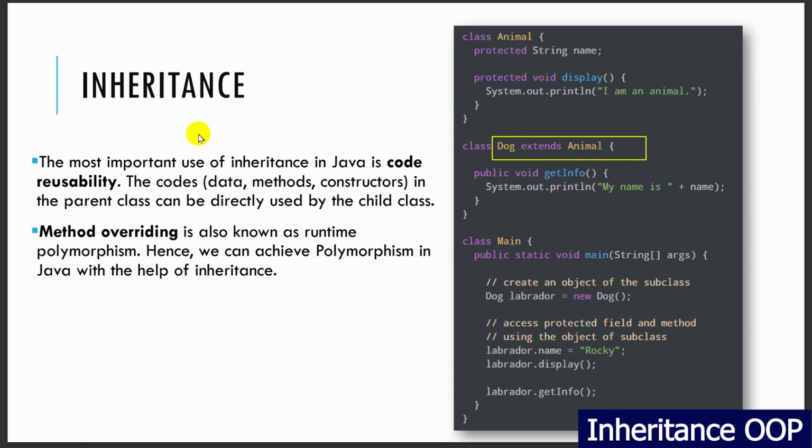So the most important use of inheritance is code reusability, including data, methods, and constructors. Whatever the parent has, the child can use if it is not private. So I repeat, if it is not private, because private refers to something that is used only by itself.